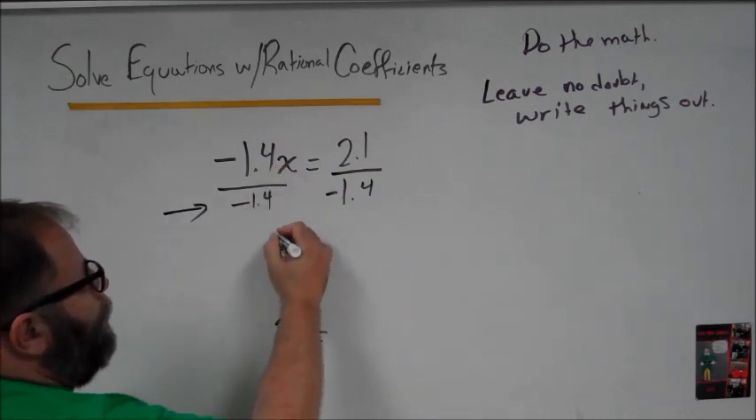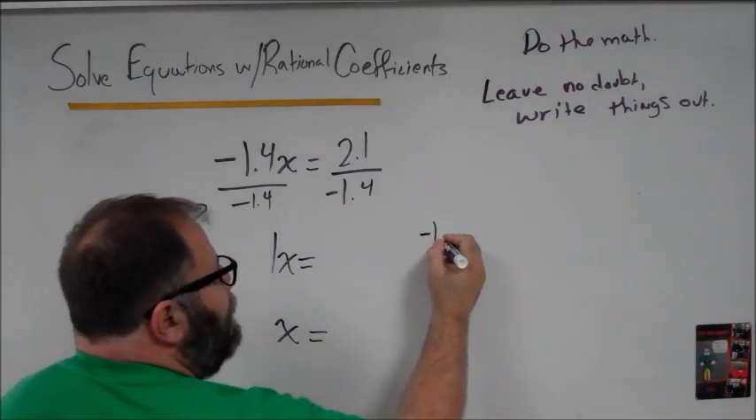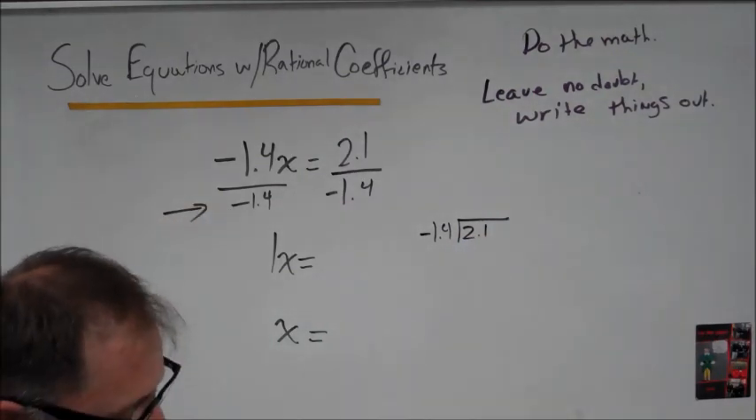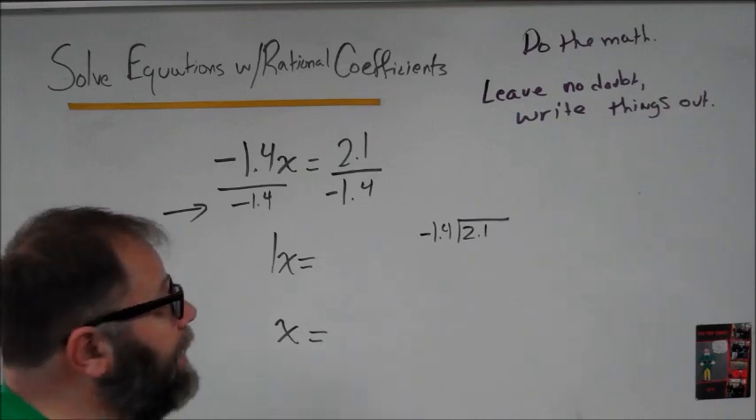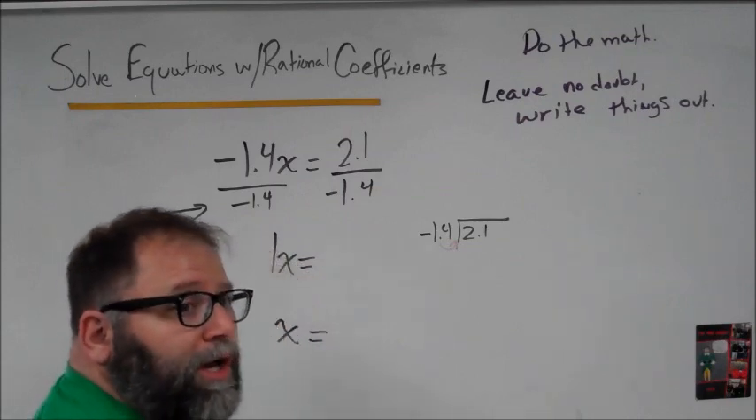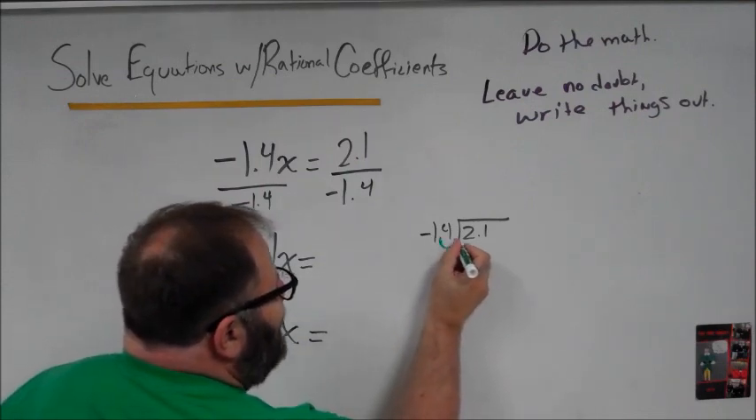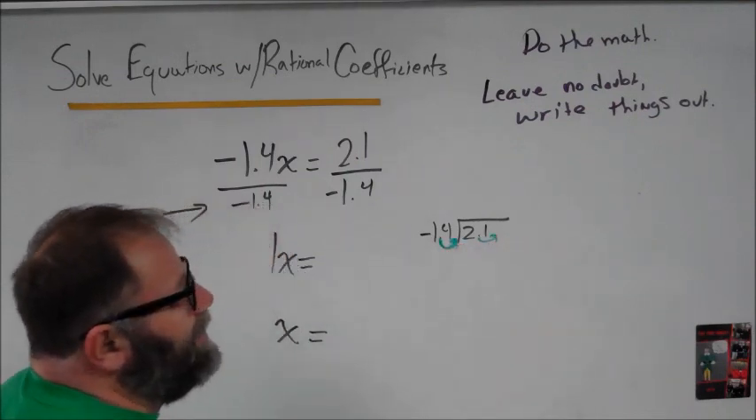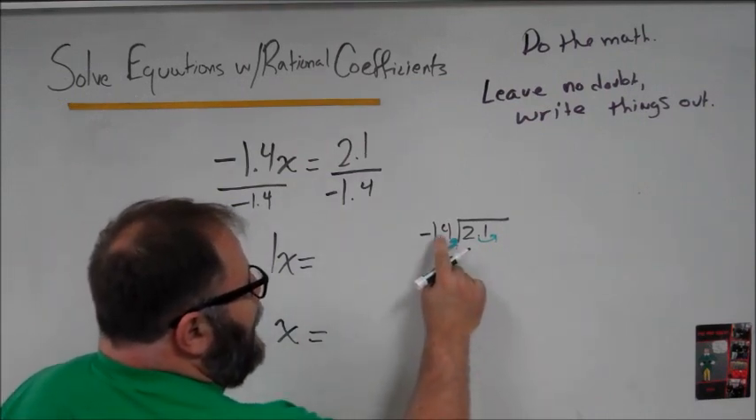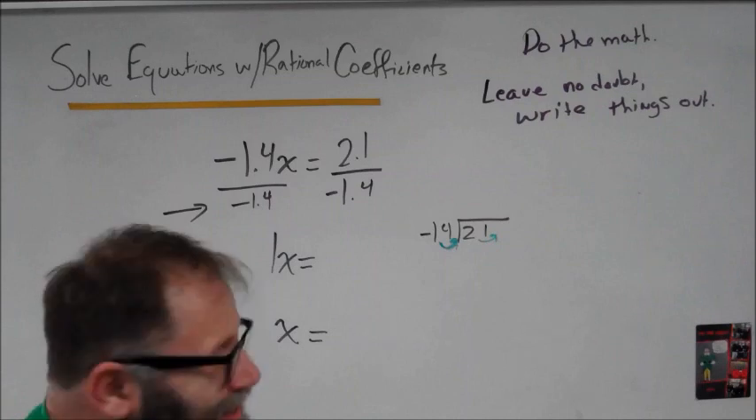All right, so now I've got 1x equals, and we need to do a little side math here. I've got negative 1.4 going into 2.1. Remember our rules for division of decimals: our divisor has to have no decimal places in it. So let's move it 1 to the right. We're in essence multiplying both numbers by 10. So now we have negative 1.4 and 21 is our dividend.